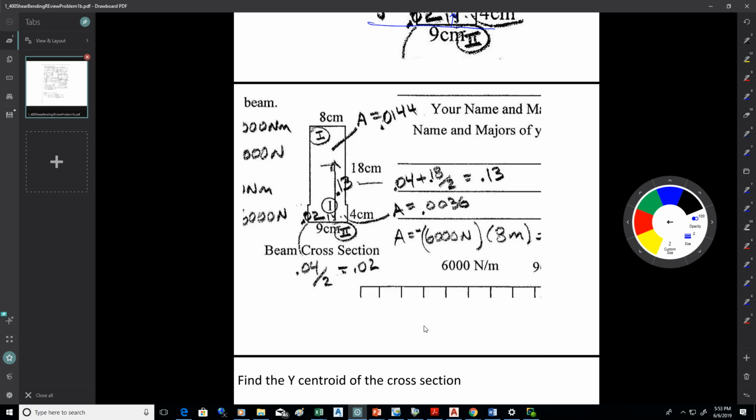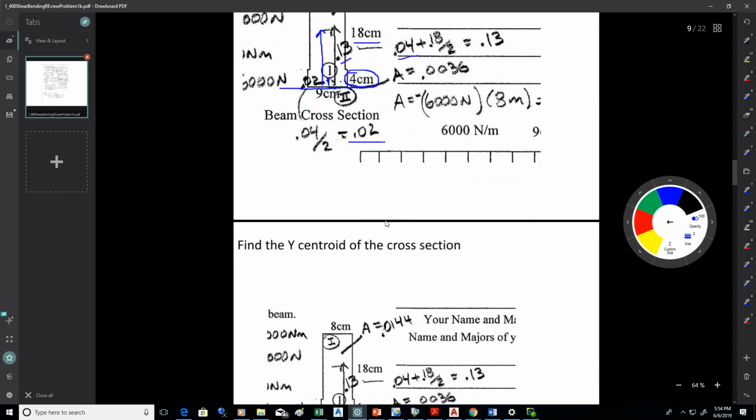And then you want to find the distances from the base of the beam to the centroids of each. So this lower rectangle has a height of 4, so the centroidal distance would be half of that. It'd be 2, so that'd be 0.02 right there. And now the upper one, you're going to take half of 18 and get 9 centimeters, but you have to add the 4 to it because you're coming from the base up. So that's 0.13. That's half of 18, which is 0.09, plus the 0.04 that gets you to the base of the upper rectangle.